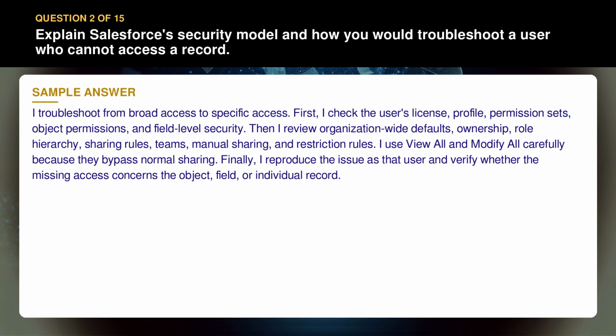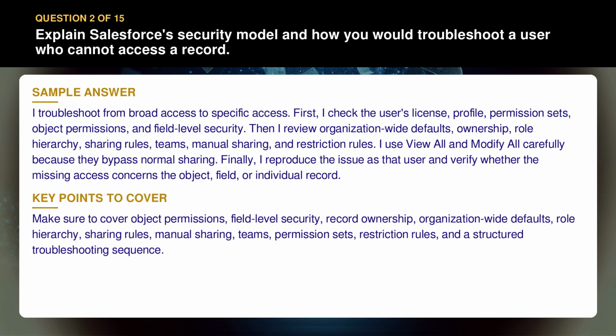Finally, I reproduce the issue as that user and verify whether the missing access concerns the object, field, or individual record. Make sure to cover object permissions, field-level security, record ownership, organization-wide defaults, role hierarchy, sharing rules, manual sharing, teams, permission sets, restriction rules, and a structured troubleshooting sequence.